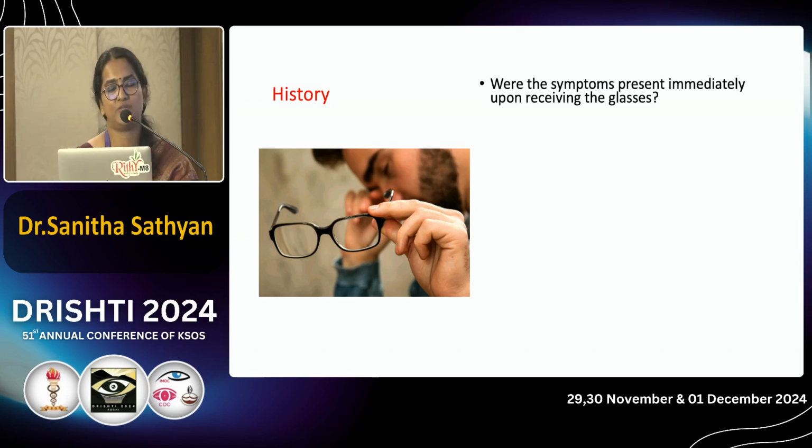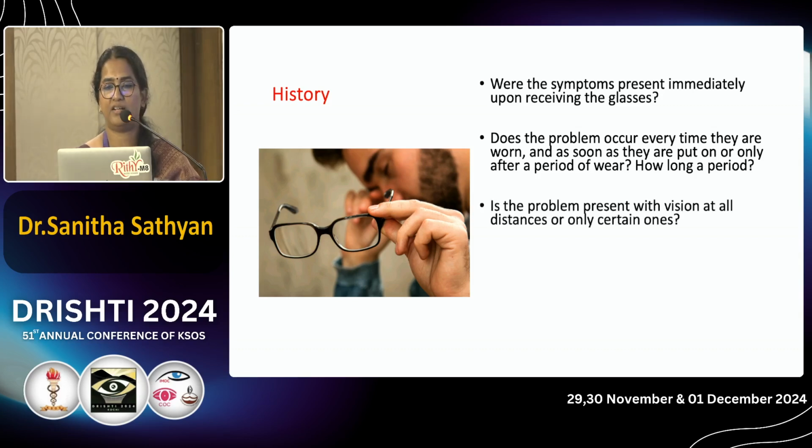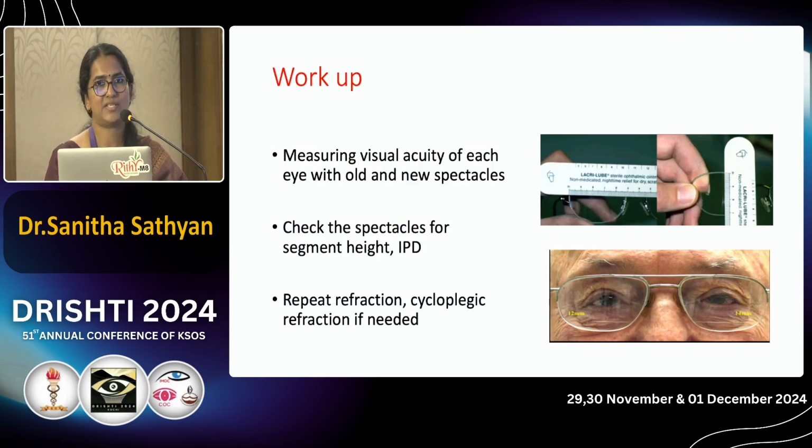So we could ask questions like, what are the symptoms present, whether it was seen immediately or after some time, is it better now, or is it with distance vision, near vision, or all the positions of gaze. So all these questions can be asked to the patient, and spend some time with the patient. It is worth it. And then you could do a workup, measuring visual acuity. So in this case, you have to try, if the patient has an old glass, always use the old glass and the new glass for comparison.